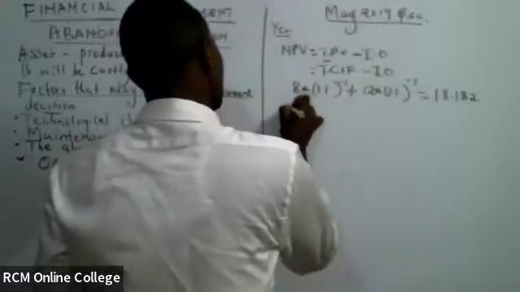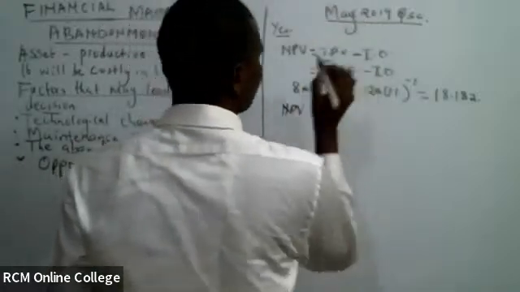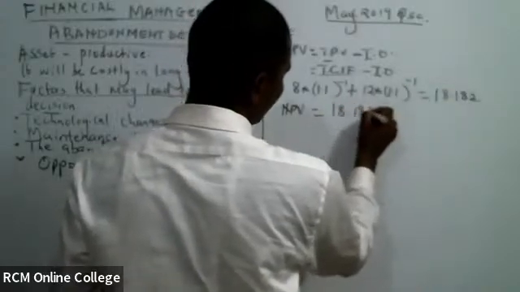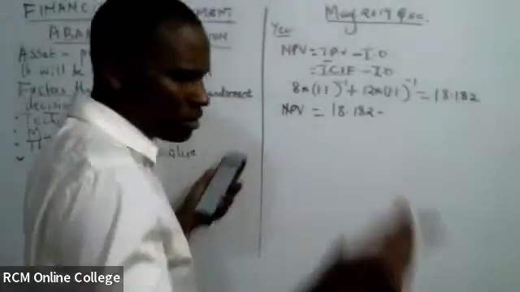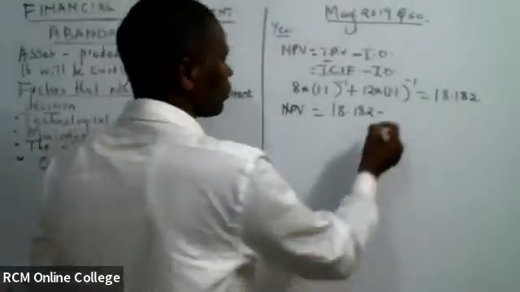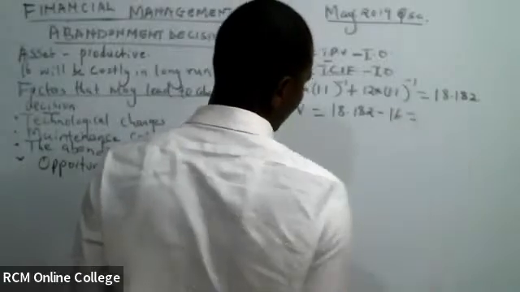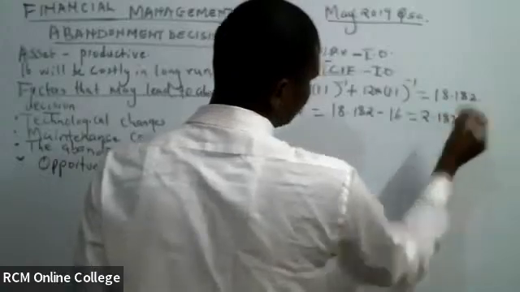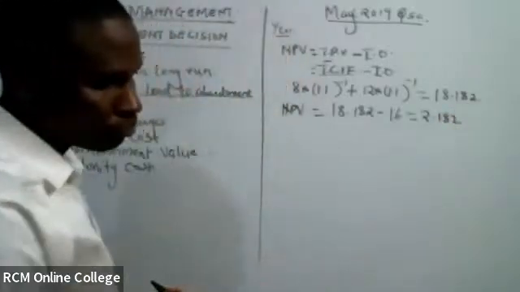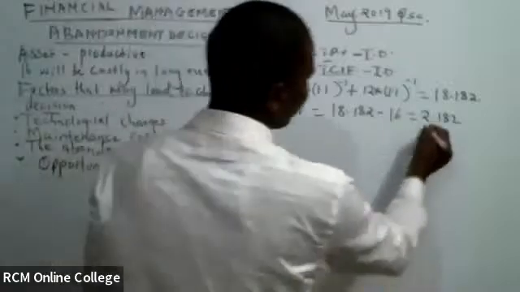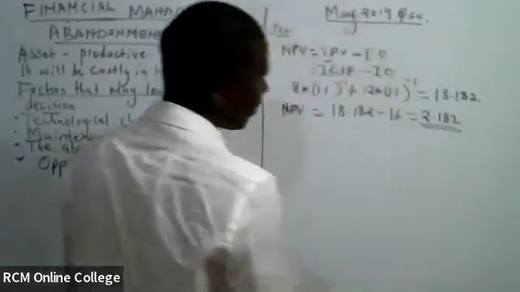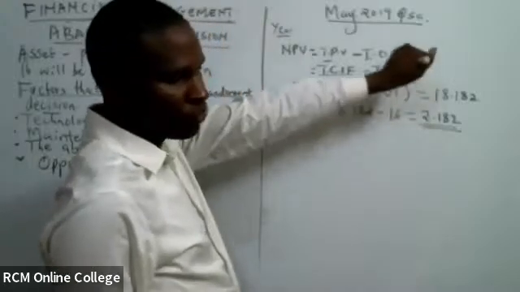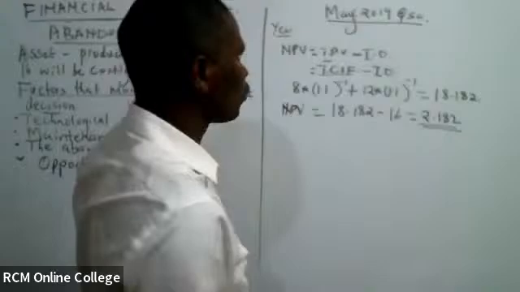And then if I want to get the NPV, nimesema kwamba ni total cash inflow, which is this minus my initial outlay. Remember the initial outlay. We're dealing with this one project, so initial outlay will remain the same throughout. Abaki ngapi? 2.182. So our net present value at year 1, if we abandon that at year 1, tutapata hii. This is what we shall get.